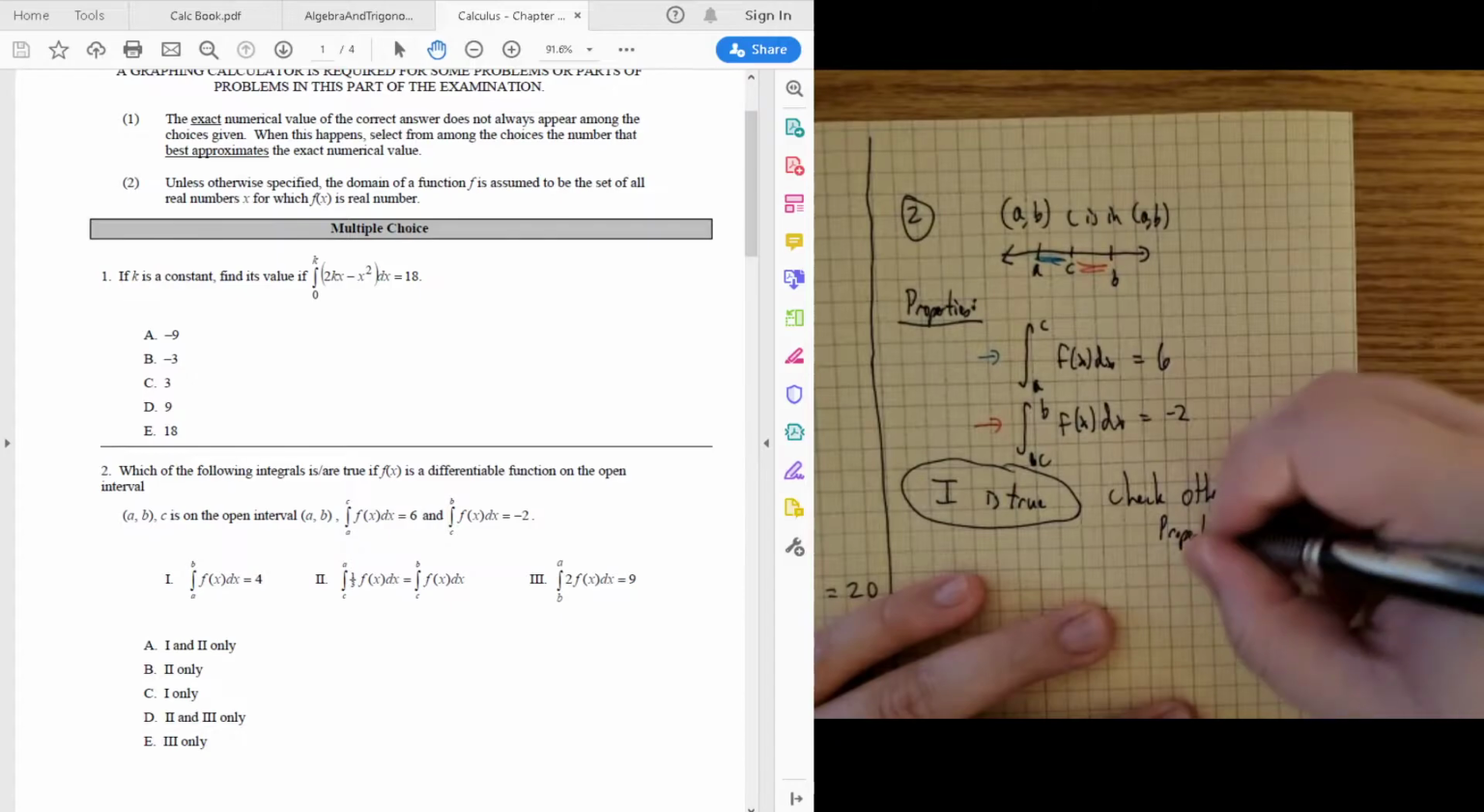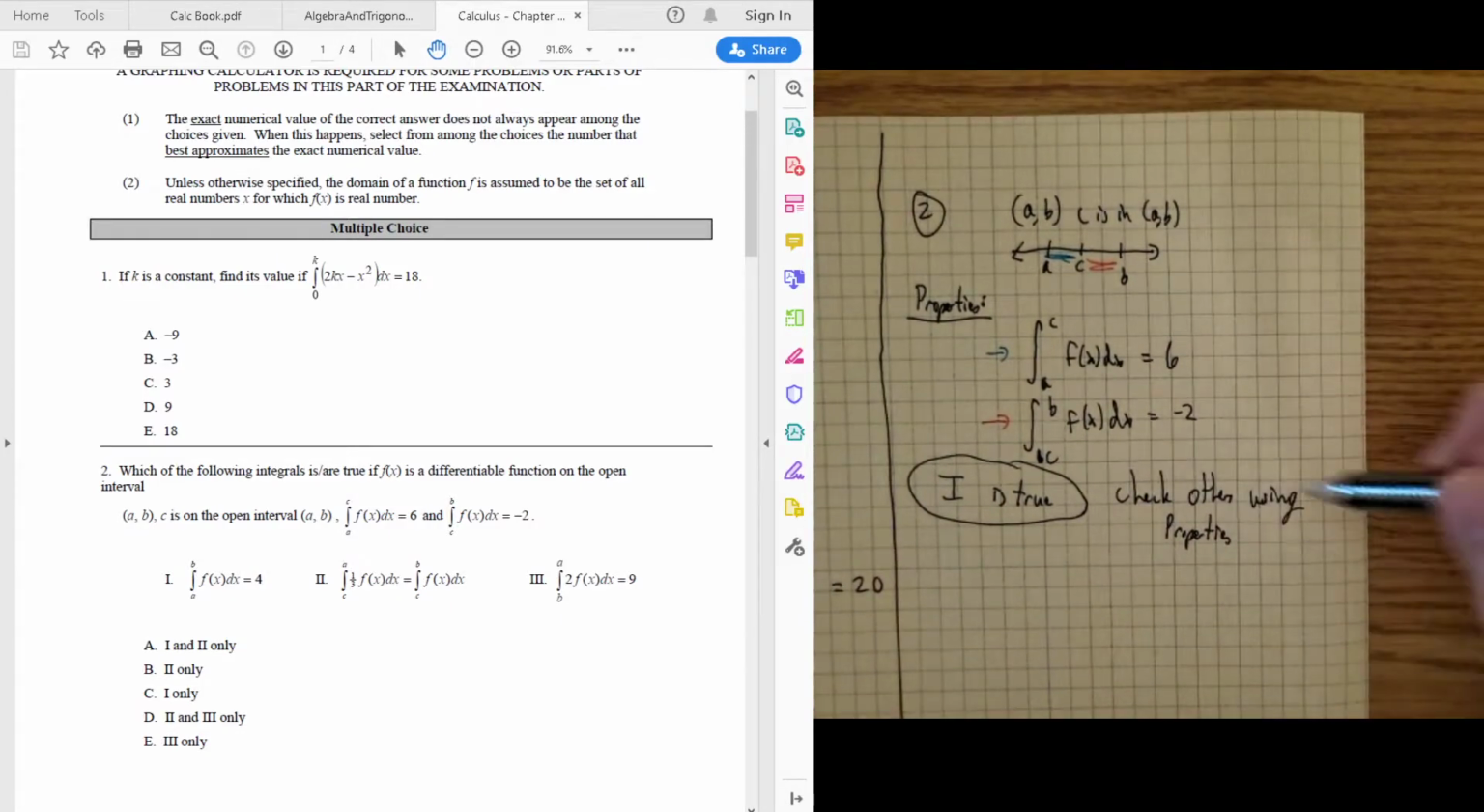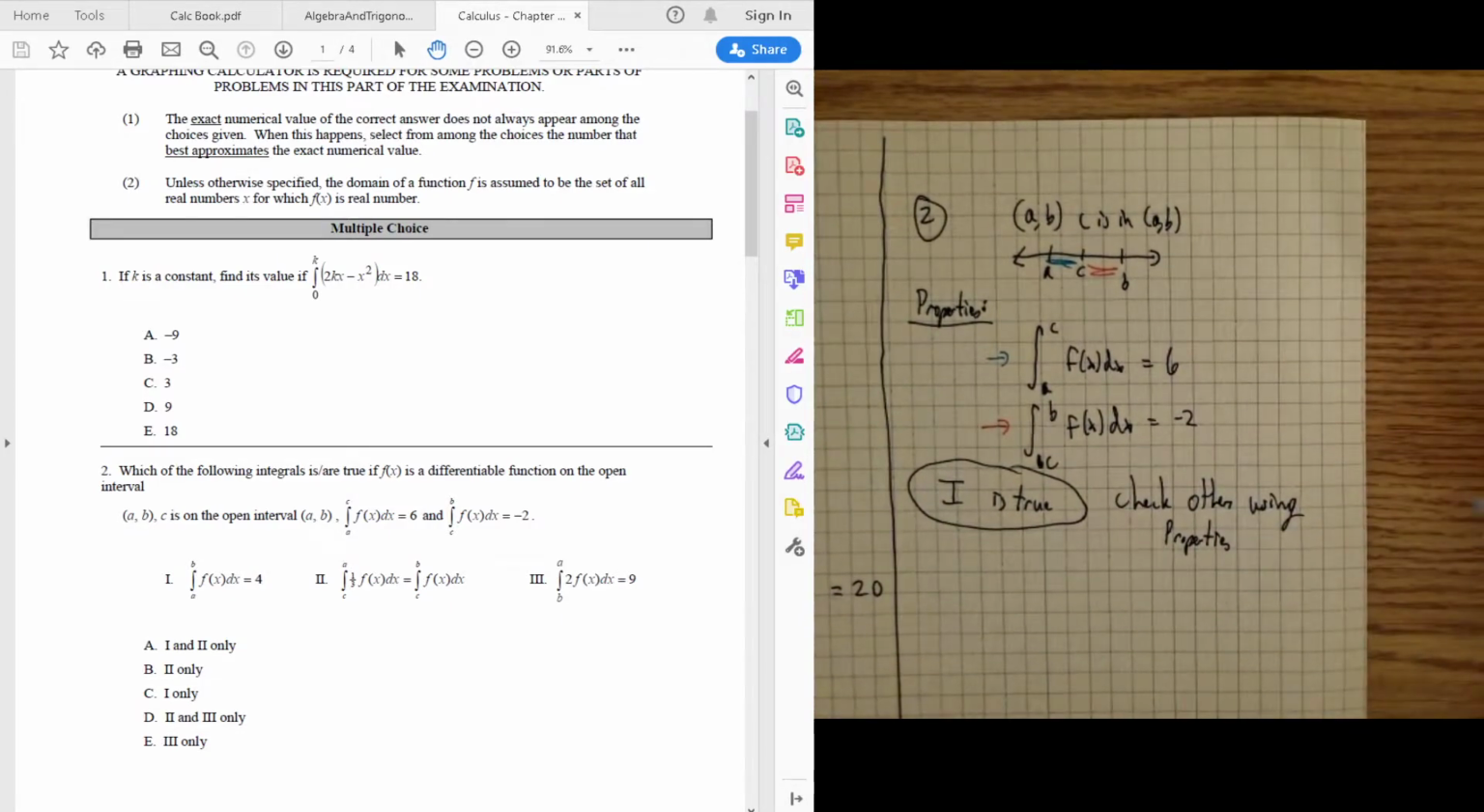That's a big detail that you have to know. You have to check the properties to use the other ones. Or scratch that, reverse it. You have to check the other ones using the properties that are listed in the textbook about these particular functions.